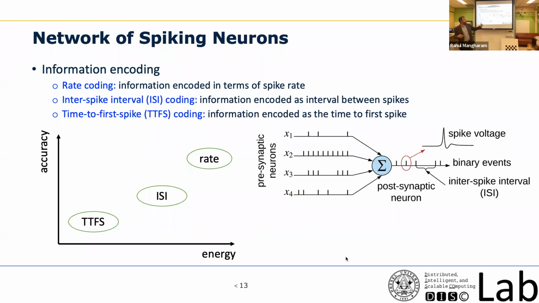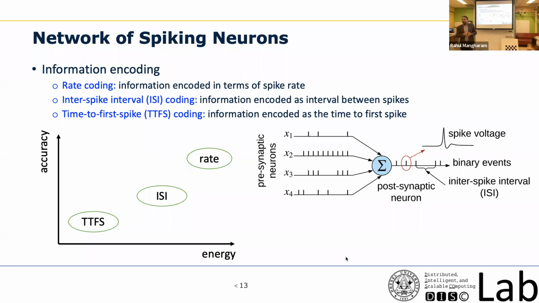But what is most important, and what the research community is currently focusing on, is the interspike interval, where information is encoded as the time interval between the spikes. Why is this important? Because it lies somewhere between rate and TTFS, so it has a good amount of energy efficiency and a good amount of accuracy. What we are trying to do right now is move this up so that we get high accuracy like rate, but with much lower energy.